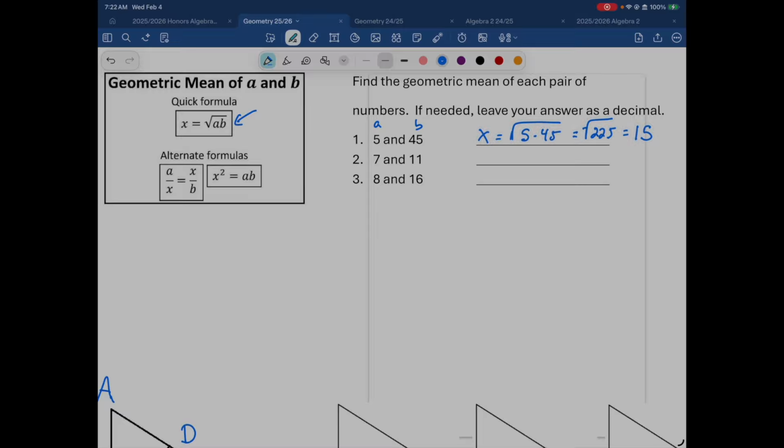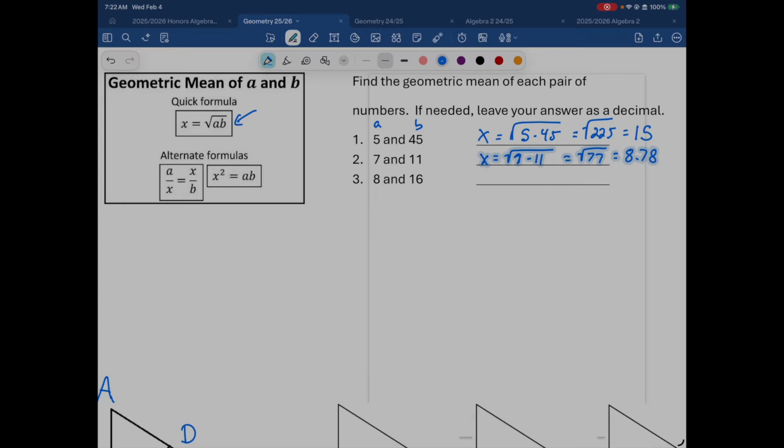Number 2. A is 7, B is 11, so x is equal to the square root of 7 times 11. 7 times 11 is 77, so it's the square root of 77. We're just going to punch that into our calculators. The square root of 77, I think it's 8.775, so we're going to go 8.78.